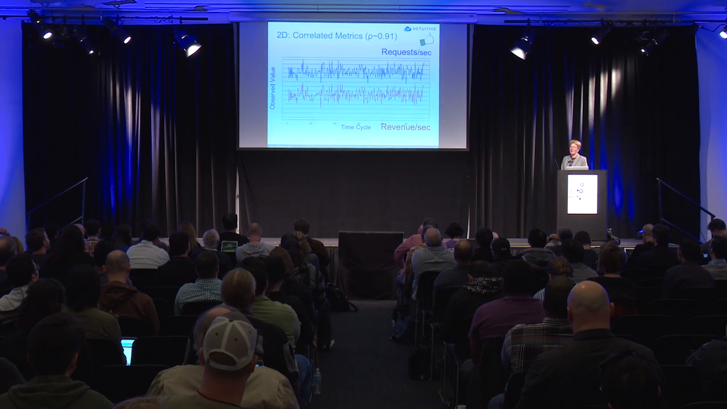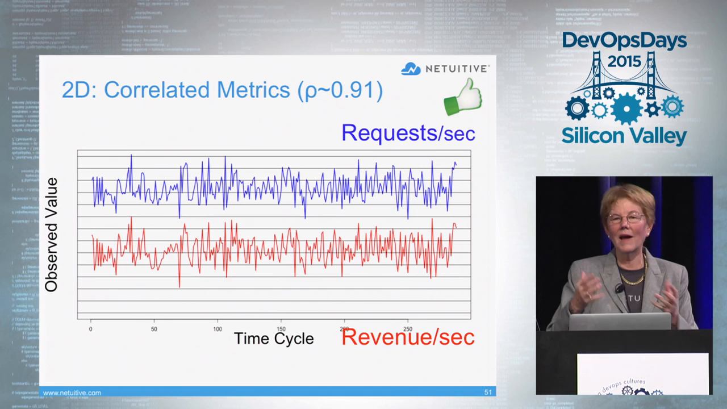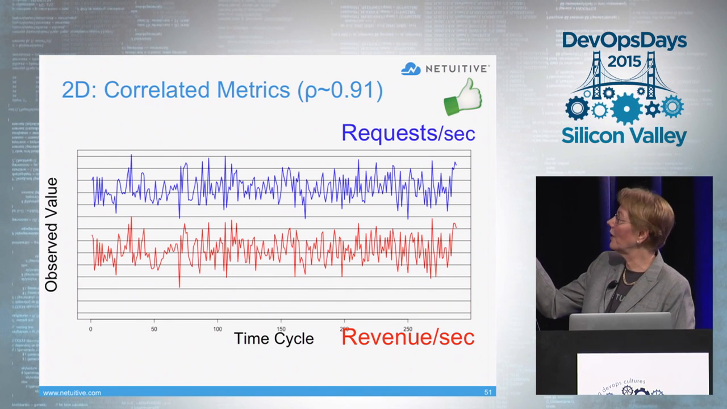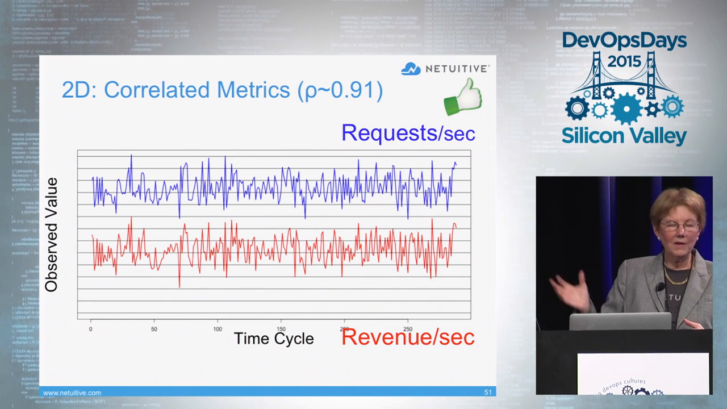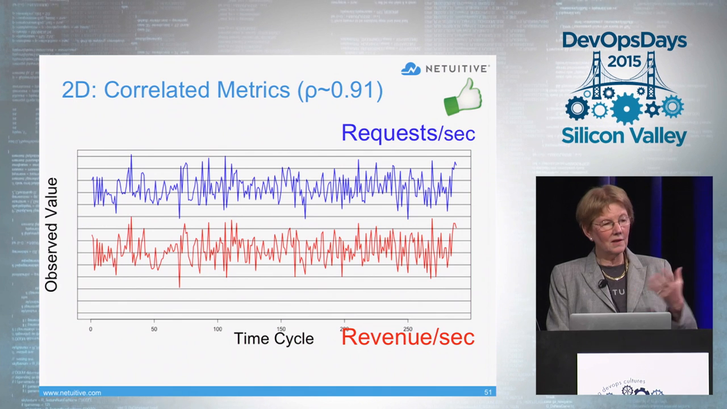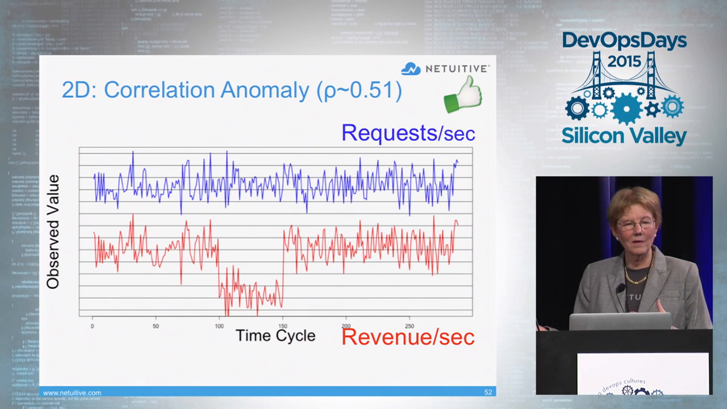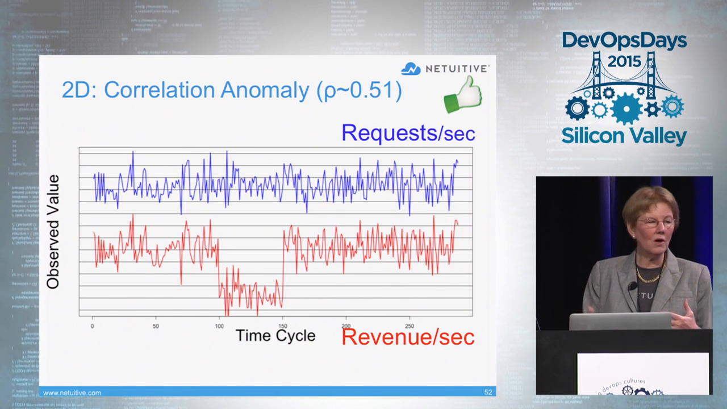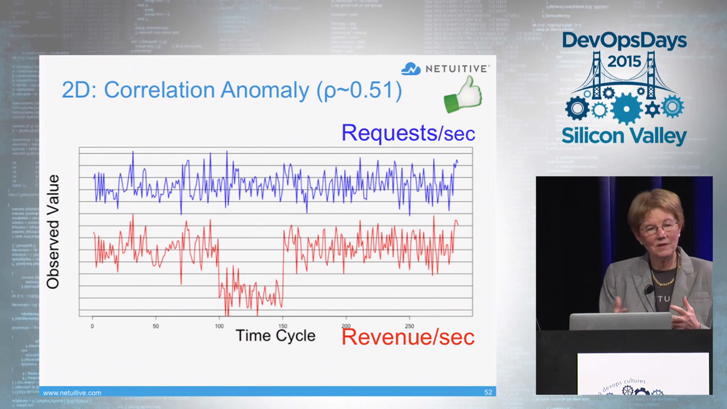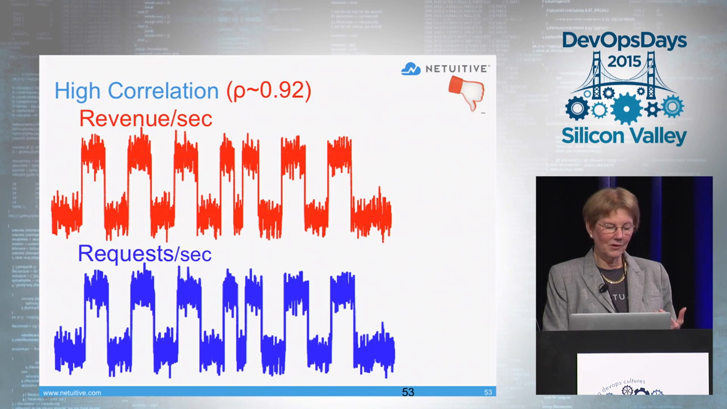Okay, so let's look at an example of this type of detection, applying this anomaly detection technique to an anomaly. Here's a case where you have two metrics, and they're almost perfectly correlated. Okay, so it's successful at seeing that these are perfectly correlated, and if one goes haywire, like here, then the correlation coefficient actually drops quite a bit. So it's a decent detection algorithm, but like all things, there's problems.